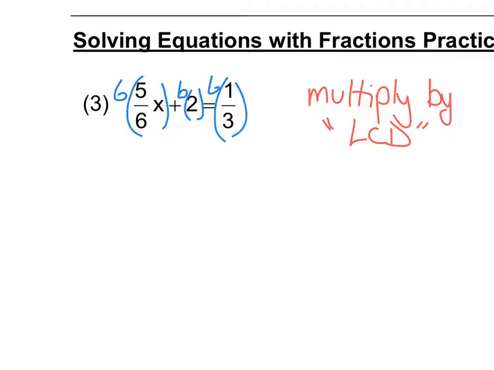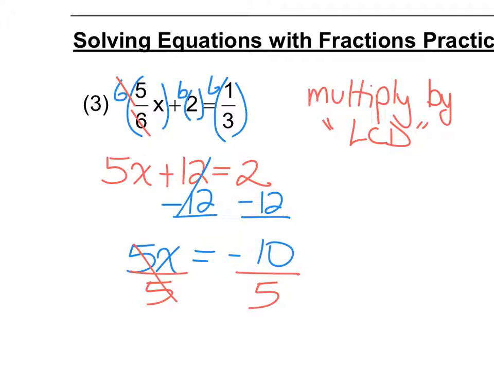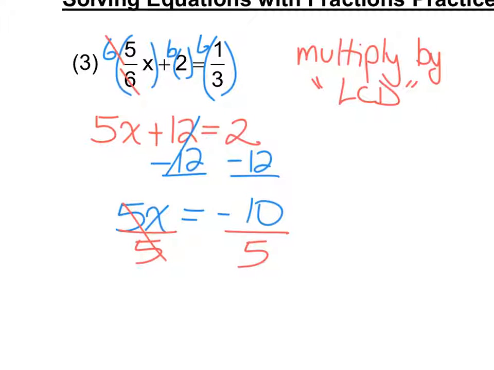So the 6s cancel, you're left with a 5x. 6 times 2 is 12. 6 times a third is what? 2. Now it's no longer fractional, so subtract the 12. You're looking at 5x equals negative 10. Divide by 5, and you get negative 2. Could you have just subtracted by 2 at first? Yeah, you could, sure.